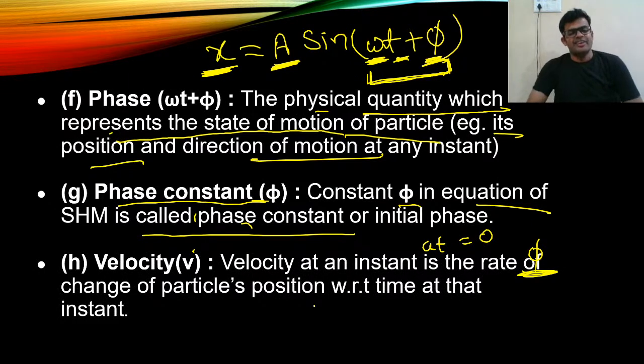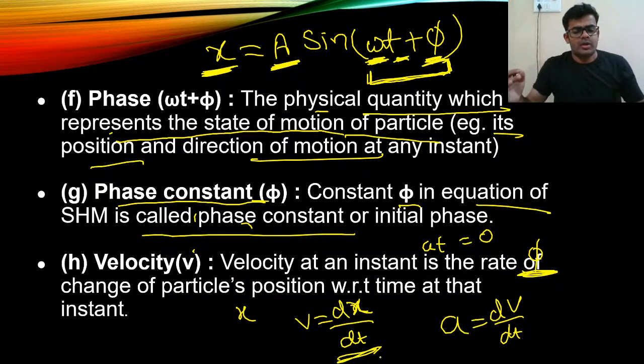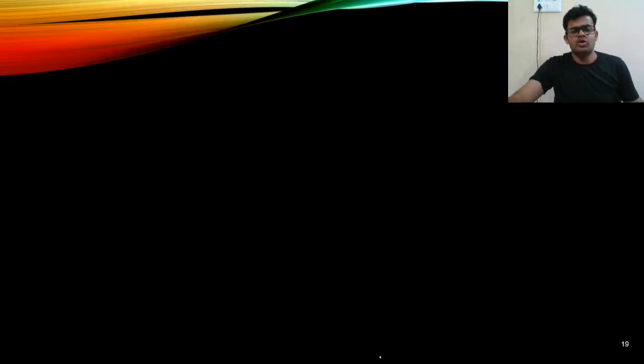So let us talk about velocity of the particle. During kinematics, we know if displacement is x, then velocity will be the rate of change of displacement, dx by dt. Acceleration is the rate of change of velocity. So the rate of change of position or displacement is velocity. How to find velocity?